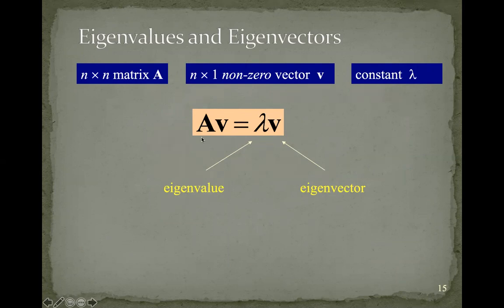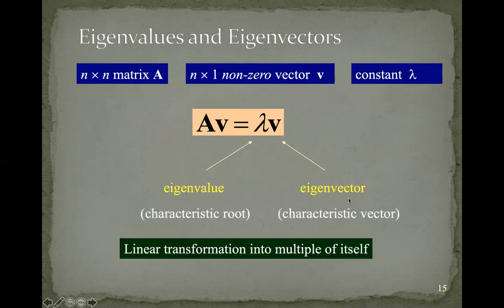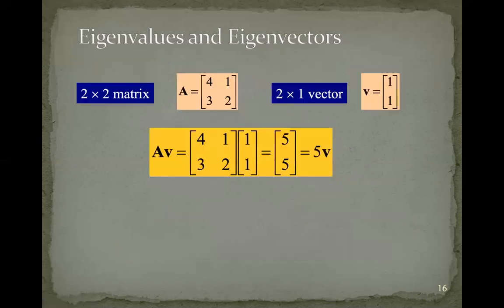In this case, if I multiply the square matrix A to the non-zero vector V, that equals a constant lambda multiplied to that vector. So we call that constant lambda the eigenvalue, and the vector V the eigenvector. This is essentially a linear transformation of the vector into a multiple of itself by the matrix A. The eigenvalue is called the characteristic root, and the eigenvector is called the characteristic vector of the matrix A. What does that mean?